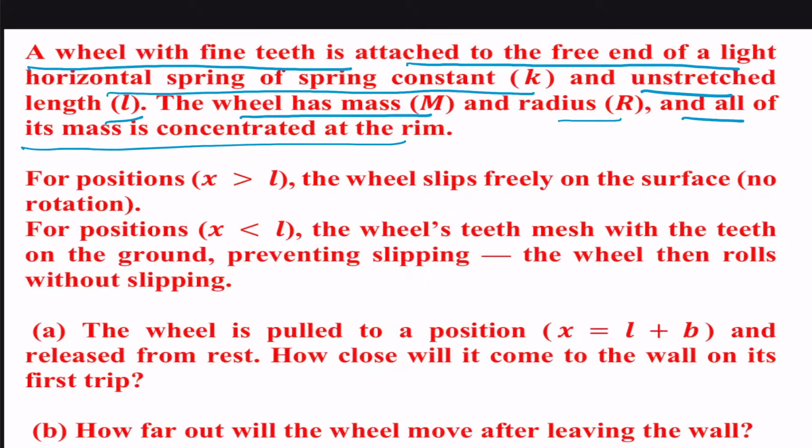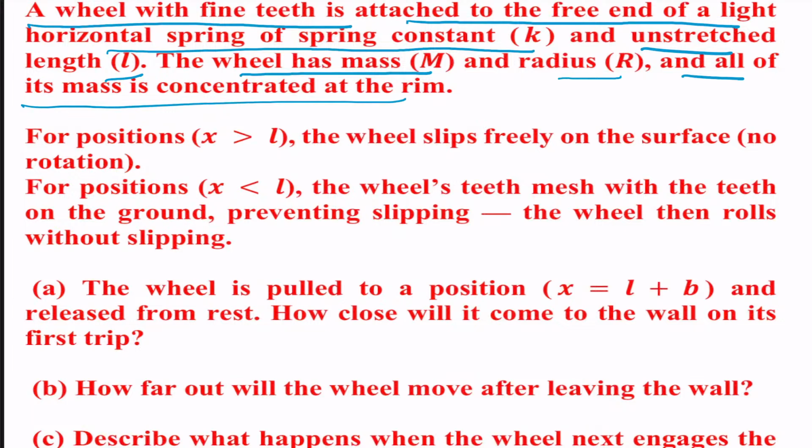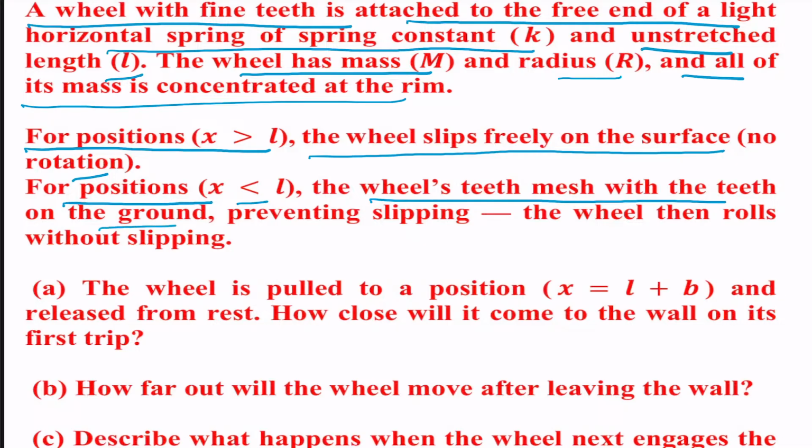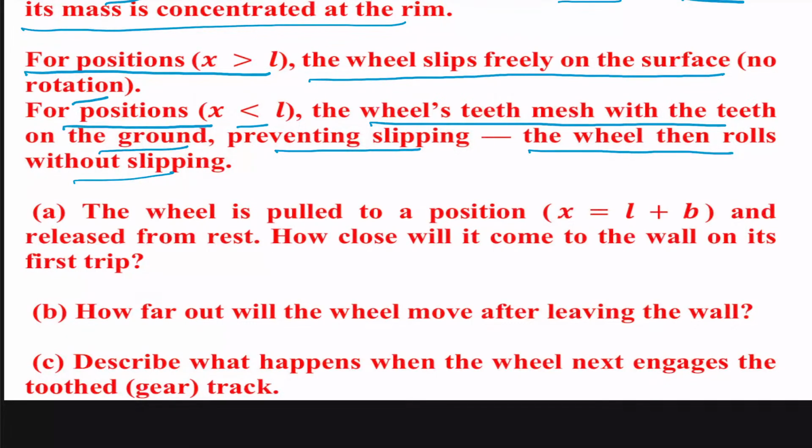And so here we are given two positions, which states that for the position x greater than L, the wheel slips freely on the surface, no rotation. And for x less than L, the wheel's teeth mesh with the teeth of the ground, preventing slipping. The wheel then rolls without slipping. So this is basically the condition for slipping and no slipping. That's why the teeth are given, otherwise it doesn't matter. It is only to differentiate between the pure rolling motion and only the slipping motion.